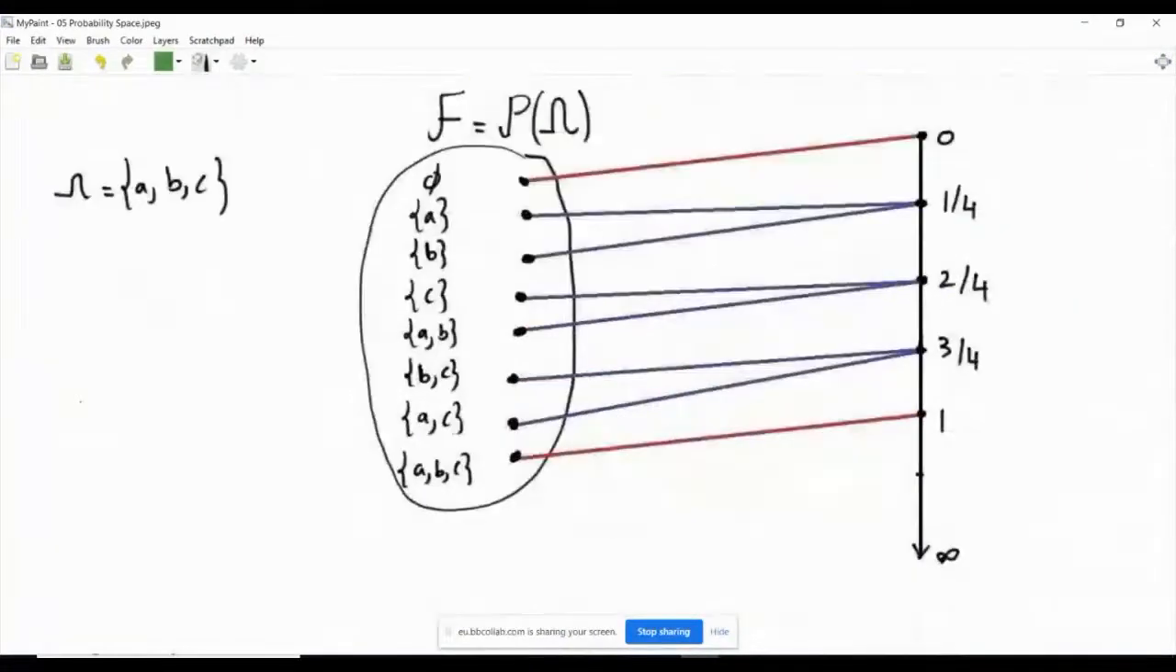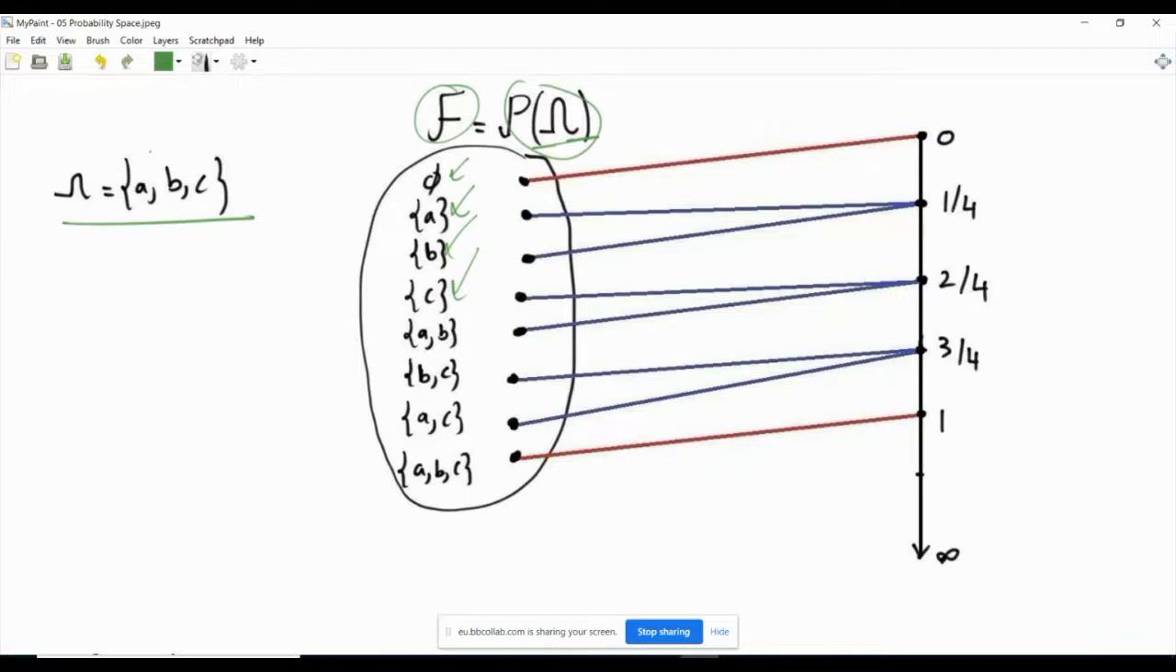So let's take an example. Here is big omega, and big omega is equal to A, B, and C. So it is a finite set with 3 elements, and basically the power set has 8 elements. Basically we have 8 subsets of big omega: the empty set, the set containing A alone, B alone, C alone, A and B, B and C, A and C, and ABC.